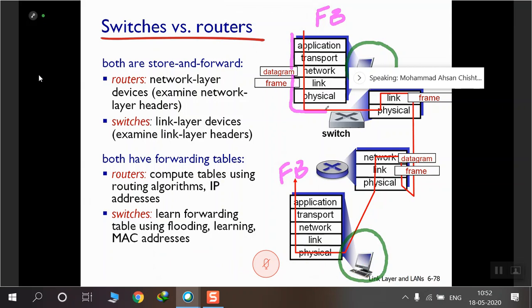Now let's say there was a hub as well. Let me just add a hub here to understand that. So let's say there is a hub also. So from here it moves.